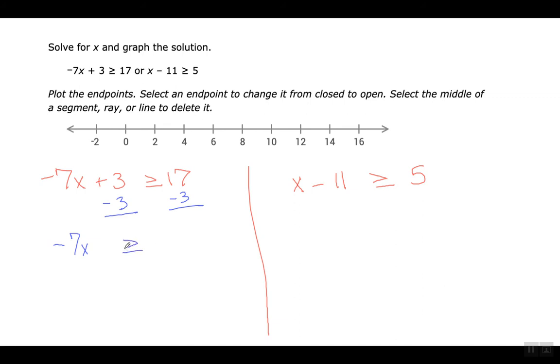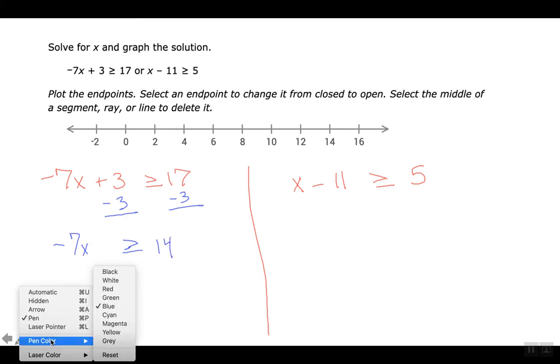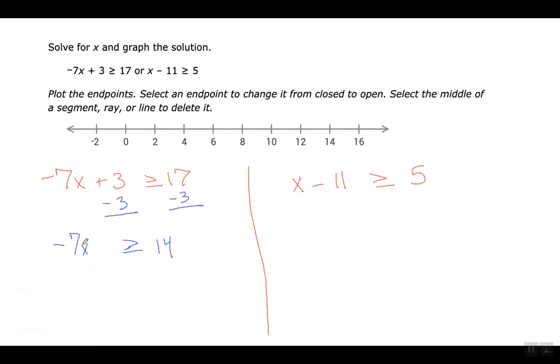So negative 7x greater than or equal to 14. Okay, now here we go. Okay, now look, to get rid of this negative 7 is multiplying with x. So to get rid of the negative 7, I got to divide both sides by negative 7.